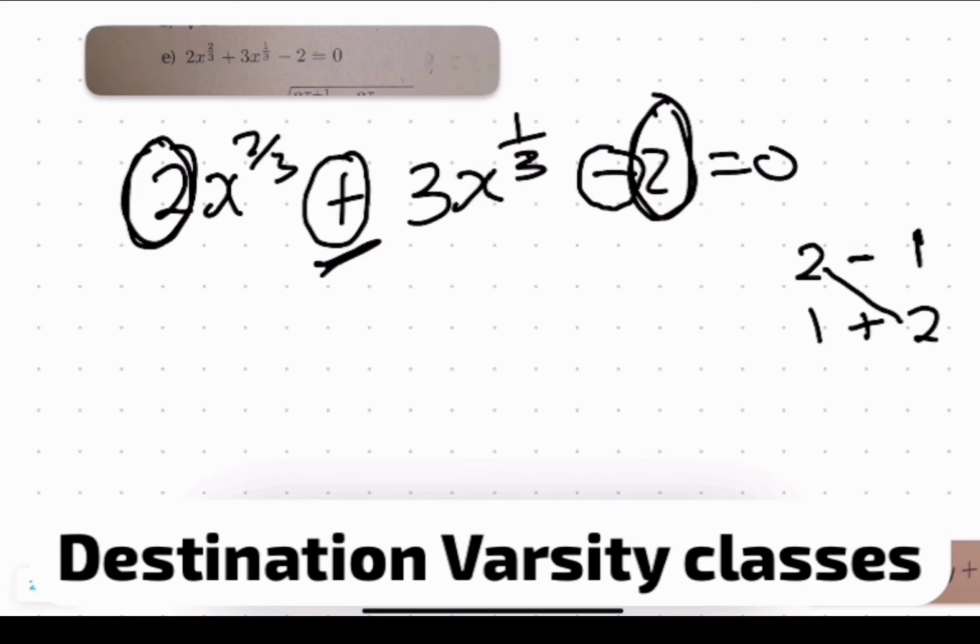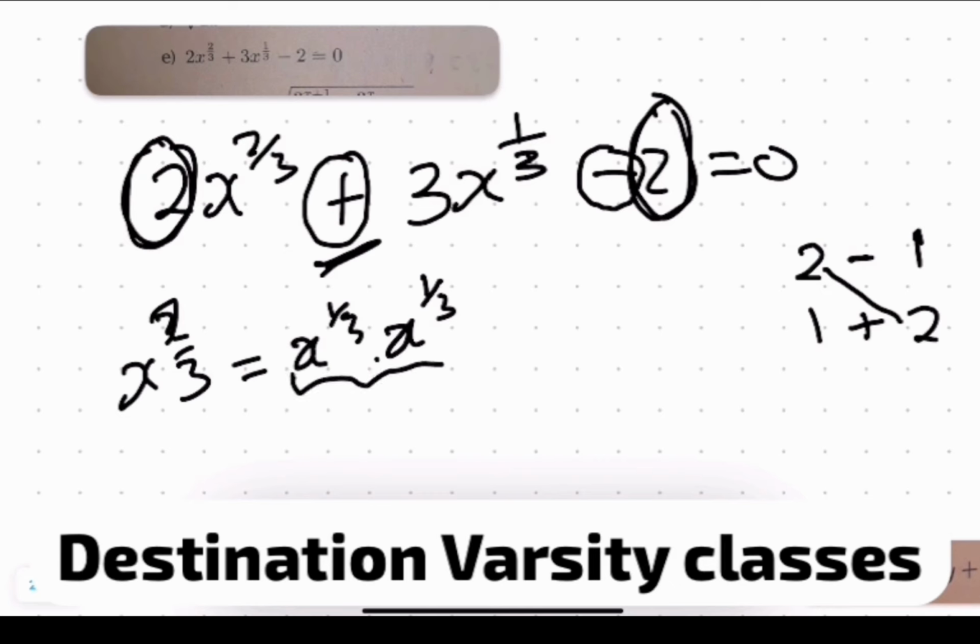Okay, cool. What are factors of x to the power of 2 over 3? That can be written as x to the power of 1 over 3 times x to the power of 1 over 3, right? Because when you simplify this, it's x to the power of 1 over 3 plus 1 over 3, because you keep the base and you add the exponents. Same base here, when you add this exponent, it will be x to the power of 2 over 3.